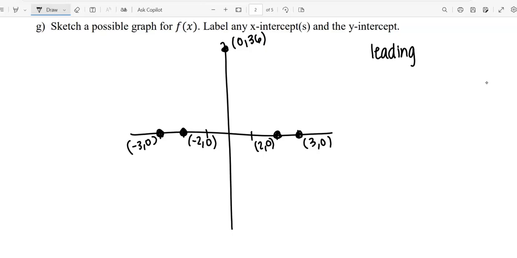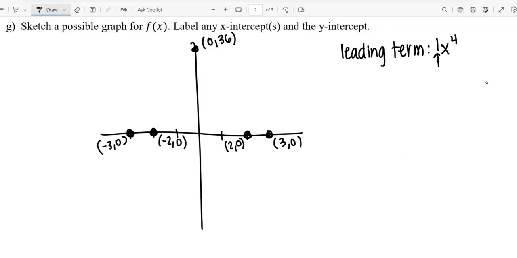What is our leading term of our polynomial, or the term with the highest power? X to the 4th power. What's in the front of x to the 4th? A 1. If that's positive, what does that tell me about this? It should be either trending upward or opening upward. So this should tell us that we're going to be upward.